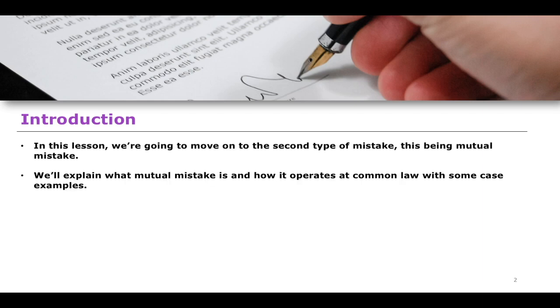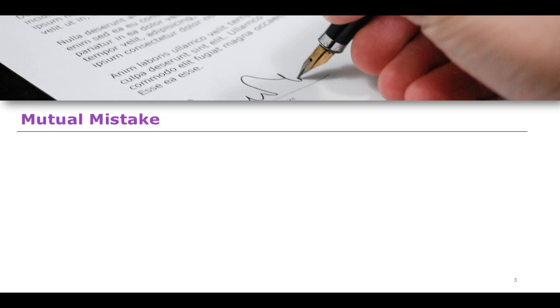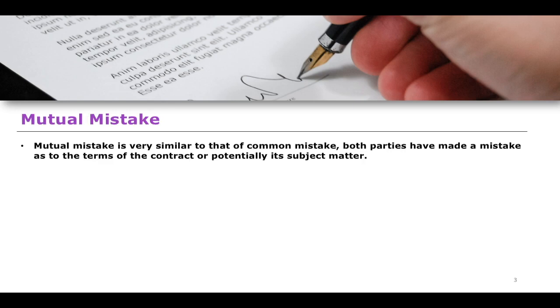Mutual mistake is a different type of principle that exists within contract law. We'll explain in this lesson what mutual mistake is, as well as how it operates at the common law, with some case studies and case examples. So, mutual mistake is very similar to common mistake. Both parties have made a mistake as to the terms of the contract or potentially its subject matter.